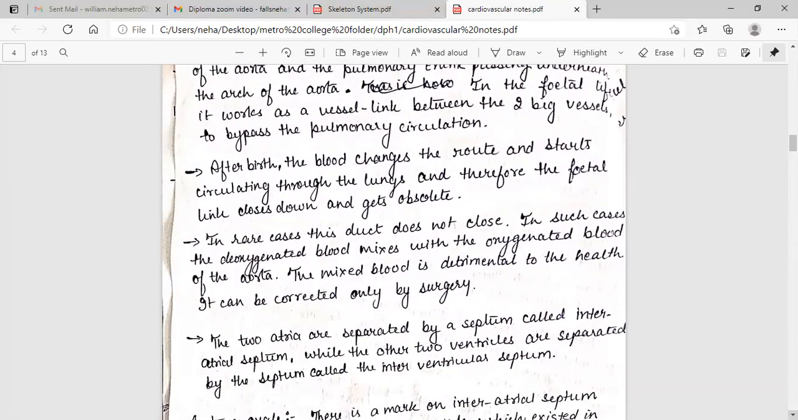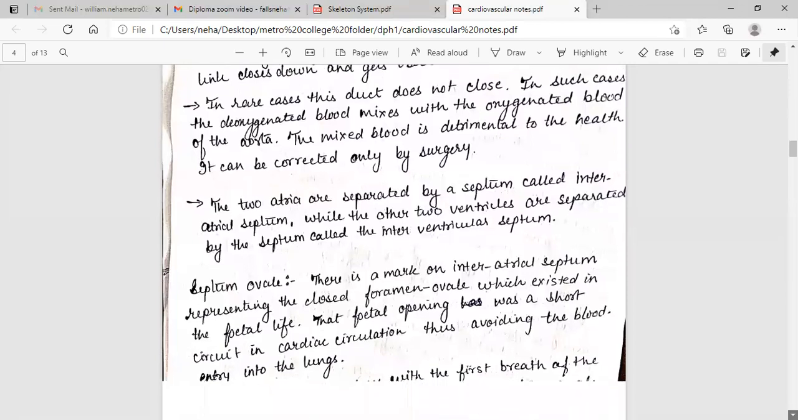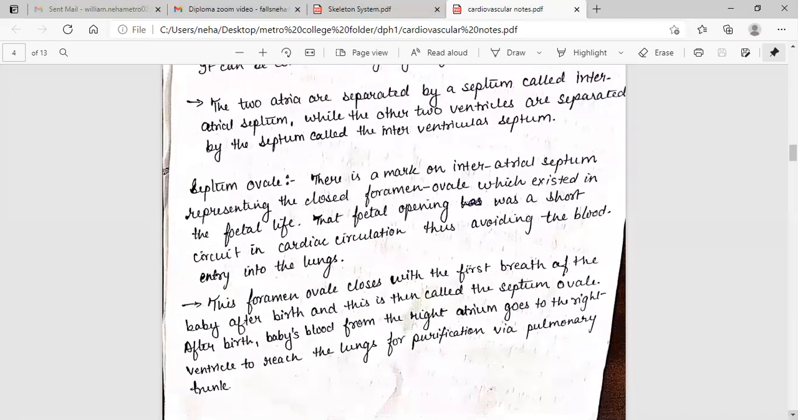The two atria are separated by a septum called interatrial septum, while the two ventricles are separated by the septum called the interventricular septum. Fossa ovalis: there is a mark on the interatrial septum representing the closed foramen ovale which existed in the fetal life. That fetal opening was a short circuit in cardiac circulation, thus avoiding the blood entry into the lungs. This foramen ovale closes with the first breath of the baby after birth, and this is then called the fossa ovalis. After birth, the baby's blood from the right atrium goes to the right ventricle to reach the lungs for purification via the pulmonary trunk.